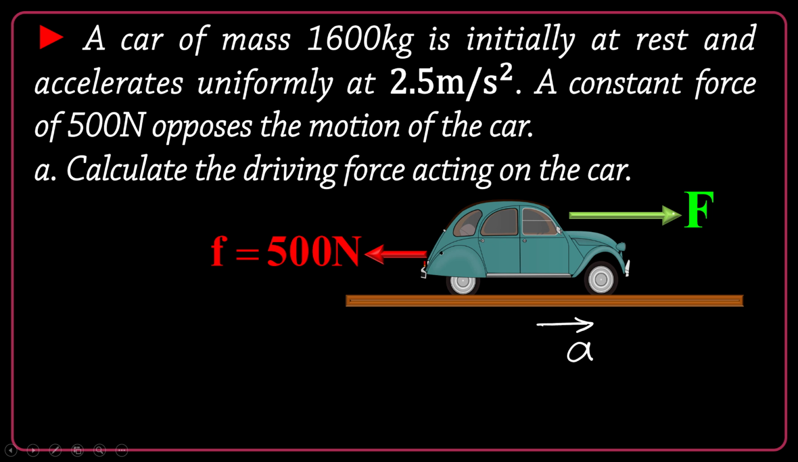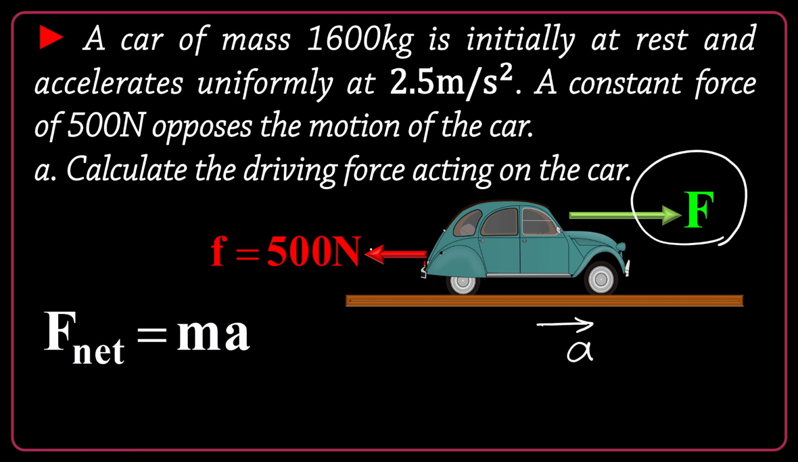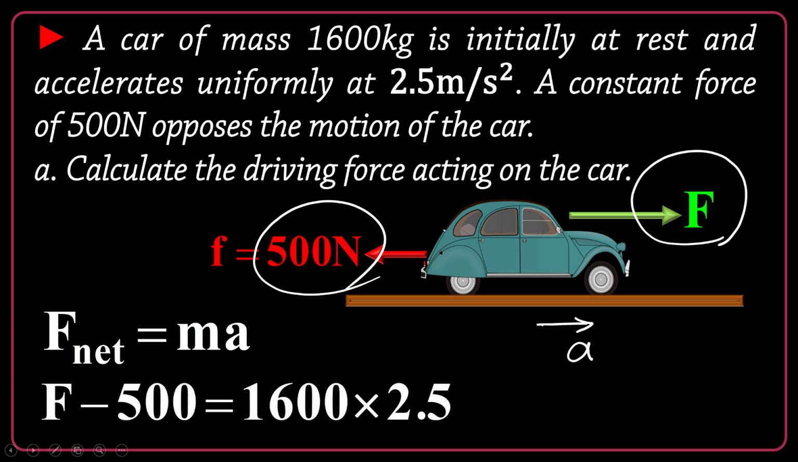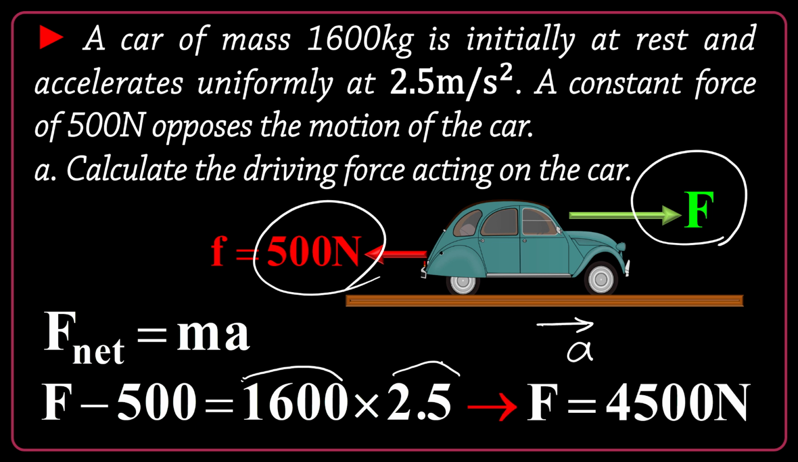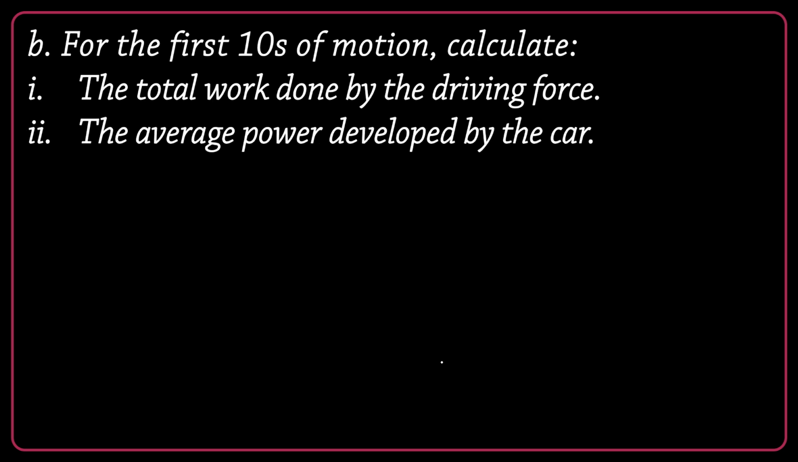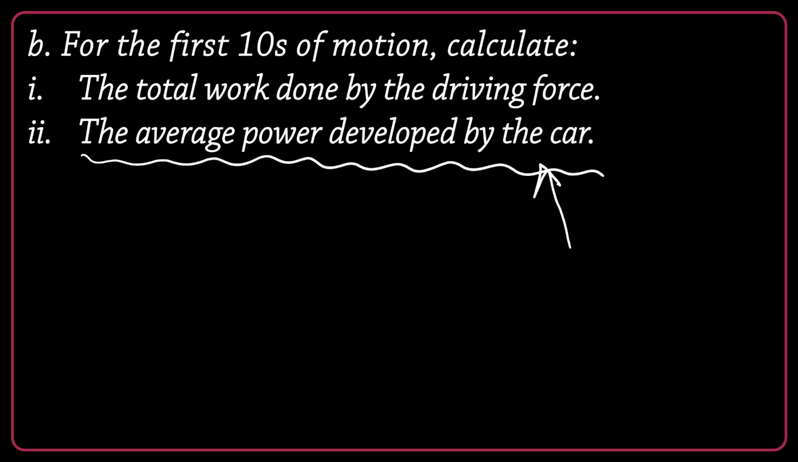To find that driving force, which is part of the net force, we can use Newton's second law. F net equals ma. F net is the driving force minus resistive force. F minus 500 is going to be 1600 mass times 2.5 acceleration. So the driving force is 4500 Newton. Part B, for the first 10 seconds of motion, calculate part i, the total work done by the driving force, and part ii, the average power developed by the car. Here again, part i is focused on the driving force developed by the car.